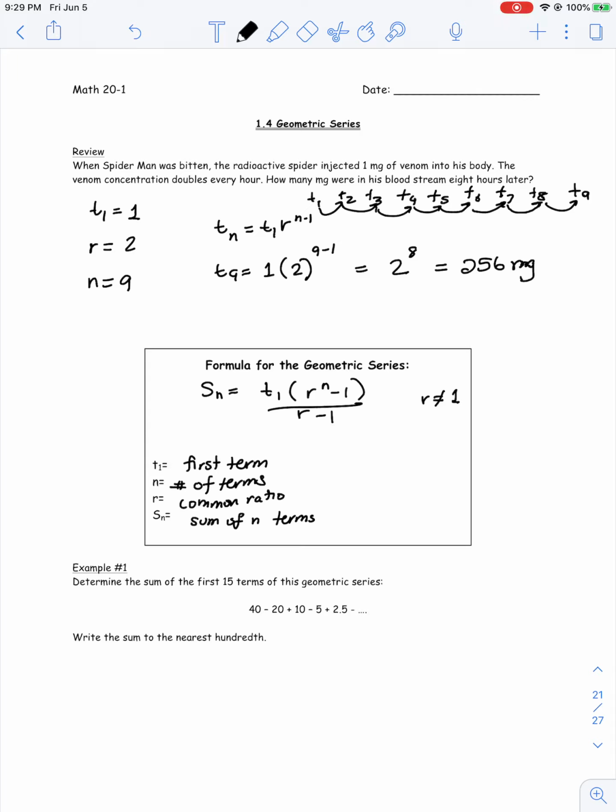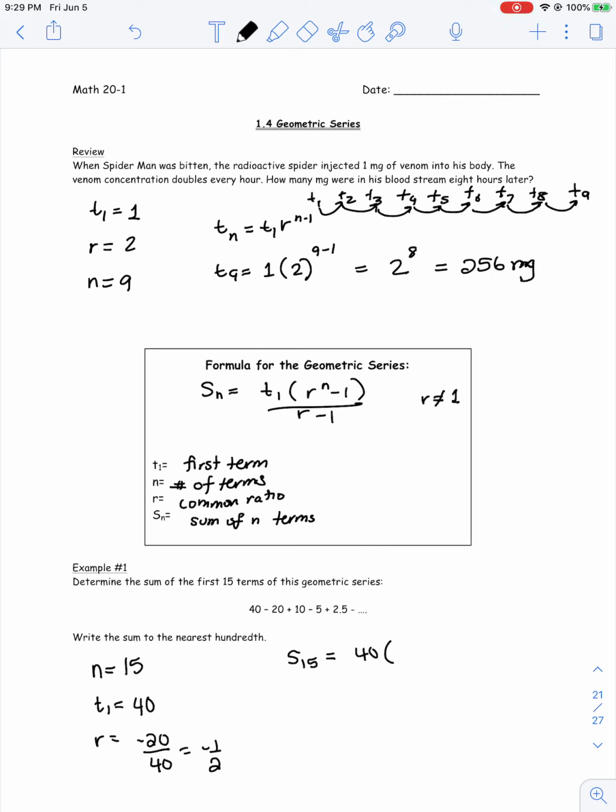So in this case, they're saying determine the sum of the first 15 terms of this sequence. Because there's 15 terms, n is 15. T1 is our first term, and that is given, which is 40. To find r, we're going to take negative 20, which is term 2, and divide it by our term 1, which is 40. So that simplifies to negative 1/2. So this is what we can use to solve for the sum of 15 terms.